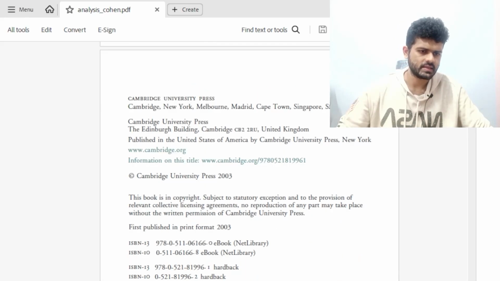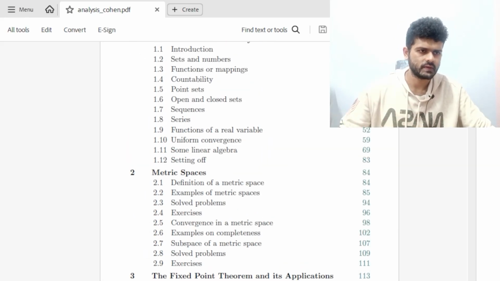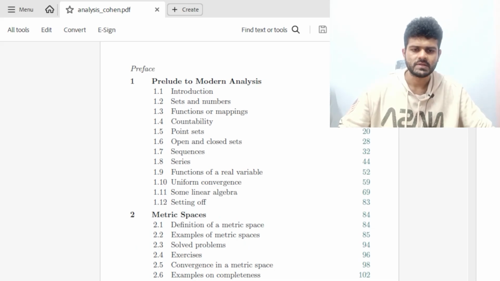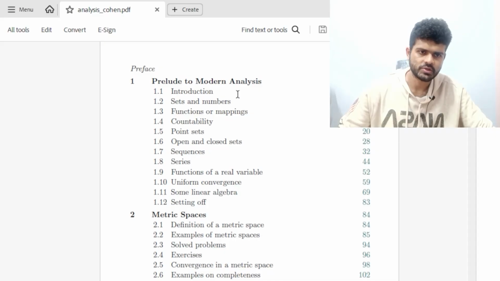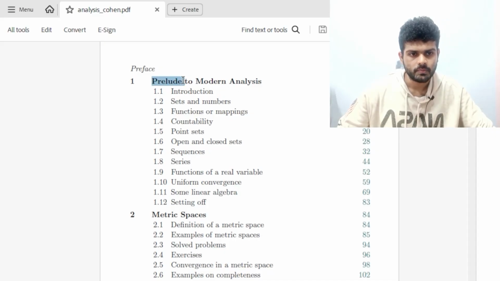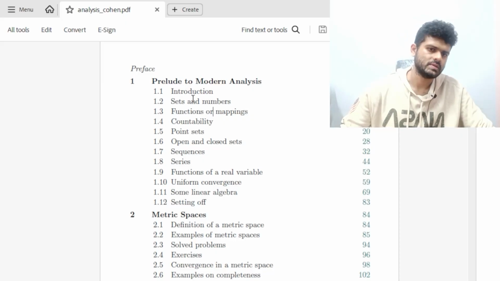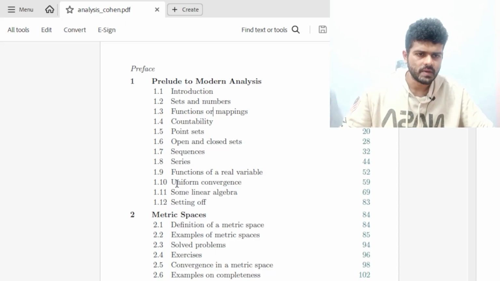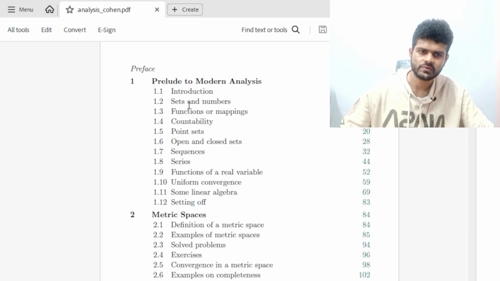I think the textbook is good for beginners if you want to learn some analysis, or just the basics of analysis. As you can see in the contents, it starts with some introduction, a prelude to modern analysis. That means some set theory, functions, countability, open sets, sequences. These are standard things that you need to know, like uniform convergence and linear algebra, just the basic stuff so that you can get started with any higher stuff in analysis.